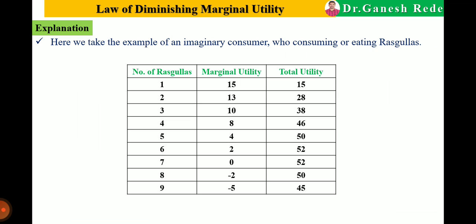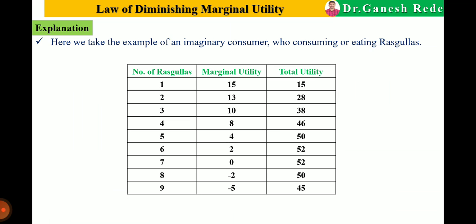But at the seventh rasgulla, when his stomach becomes full, even if he eats the seventh rasgulla, there should not be any marginal utility, so marginal utility is 0, so total utility remains the same, that is 52.